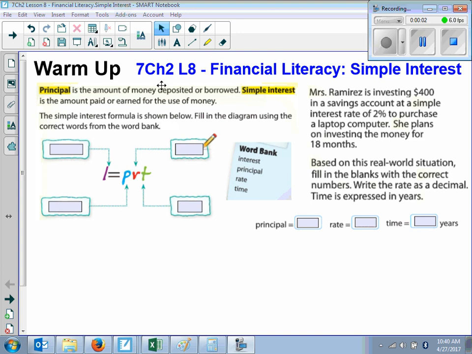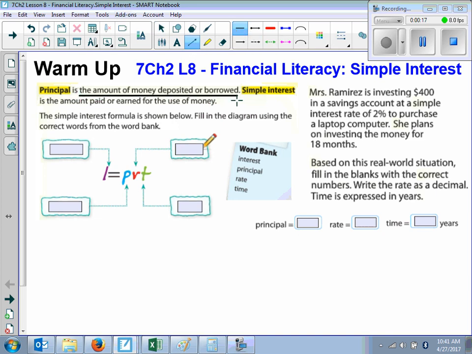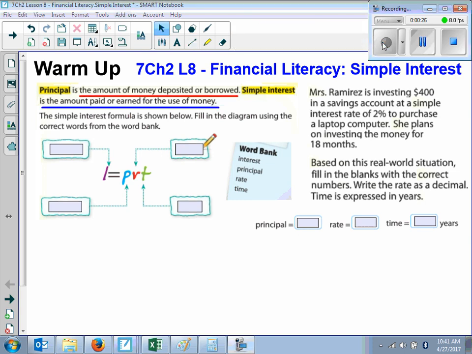All right, so Chapter 2, Lesson 8 is Financial Literacy, and it's simple interest. Now, I want you to make sure that you write these definitions down, okay? The principal is the amount of money deposited or borrowed. The simple interest is the amount paid or earned for the use of money. The simple interest formula is shown below. So this is I is equal to PRT.